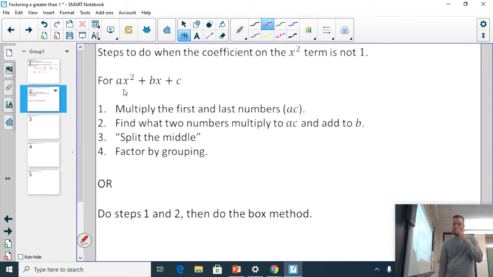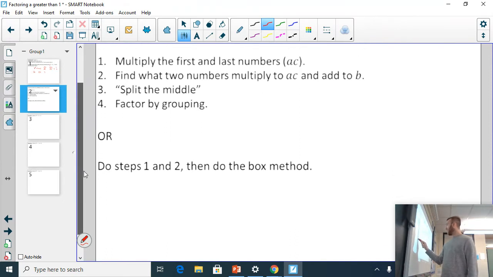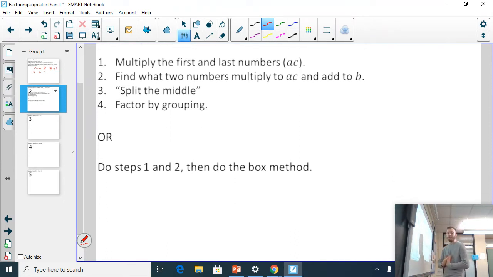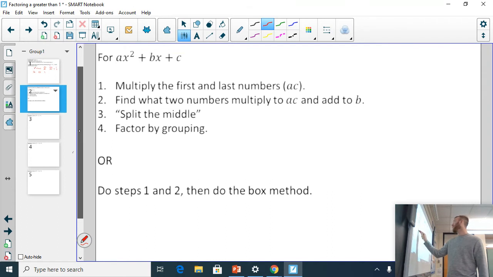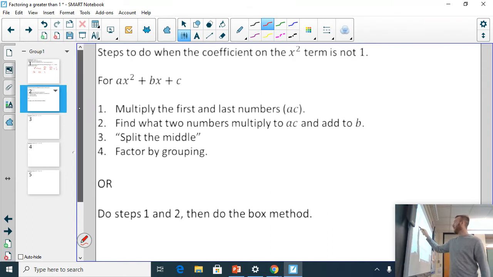And then from here, there are two different ways to go. I have my way, in which I split the middle and factor by grouping, and I'll go over an example; it won't make sense until we go through it. Or there's a way that I'm not as comfortable with, but I know a lot of people like it more, so I will try to do it here, and if you like that way better, by all means do that way. It's the same thing. We do steps 1 and 2, and then there's something called the box method. So if you're watching this video, I'd pause here and make sure you write these steps down for factoring.